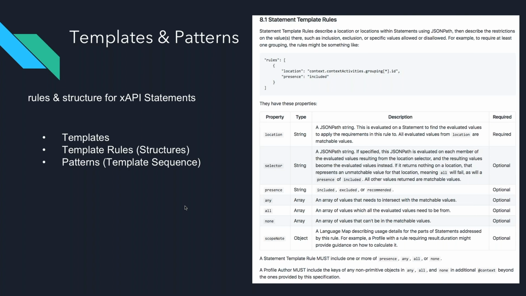Concepts, templates and patterns have several optional properties, but unlike concepts, they only have one required property, and that is the location property there you can see on the screen. But in a nutshell, templates are used to define the structure and the rules of xAPI statements for a specific profile. And the patterns are used to define the sequence or order of the statements in those templates. And I'll get into an example here.